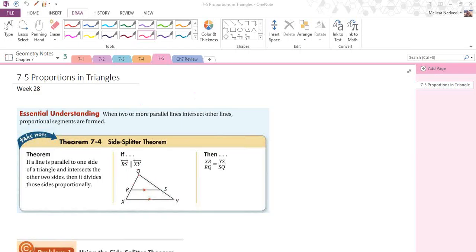So don't get hung up on whether or not you have it in the exact right format, because there are multiple right ways to approach this. And we'll practice it a few different ways in the next examples. So let's go ahead and put that side splitter theorem into play.